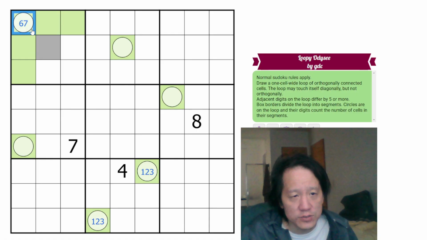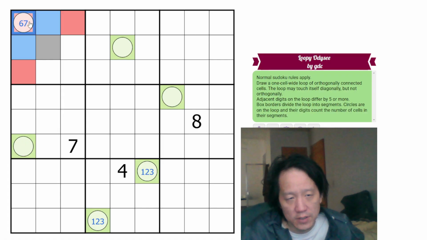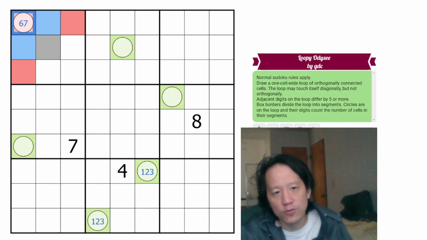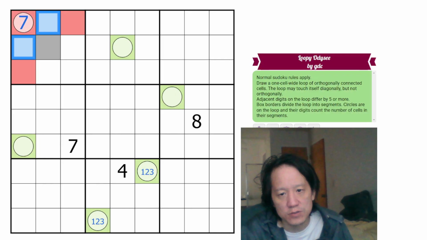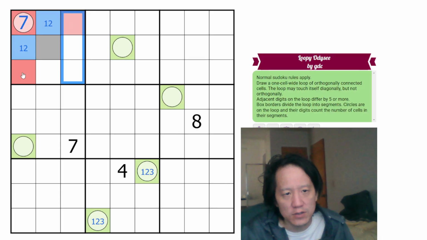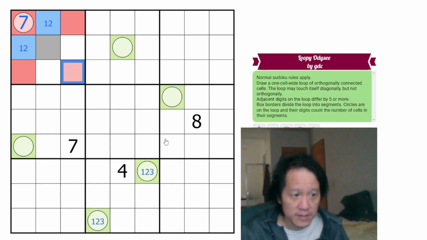So this is 6 or 7, which means it's a high also. So we know this is a high, which means these are lows, and which means these are highs. Interesting. Okay, there has to be a 7. It can't be 6 because then you have 2 digits that are connected to it that are unique. Therefore, this is 7. This has to be 1 and 2. There's a 7 in this segment, so it either goes here or it goes here. So this one is always part of the loop, and it's always high.